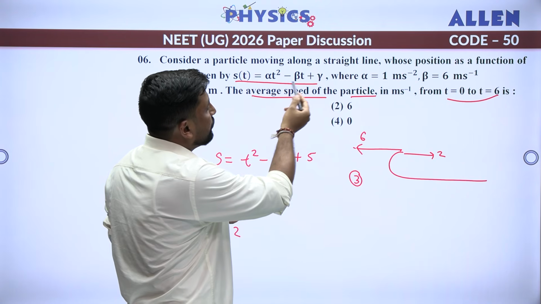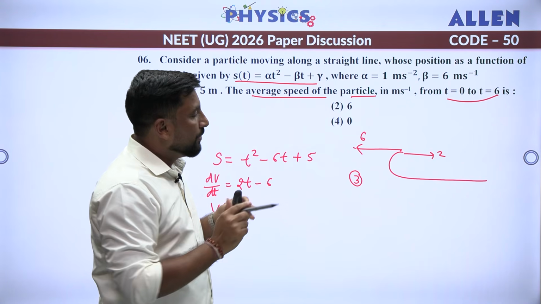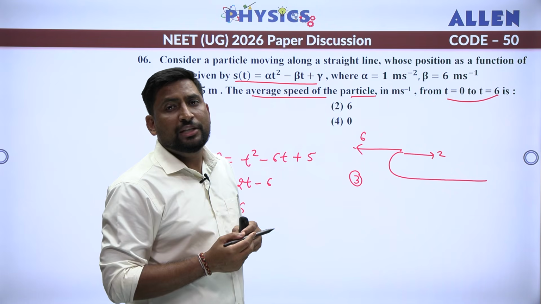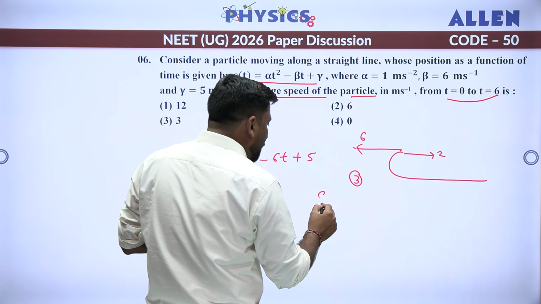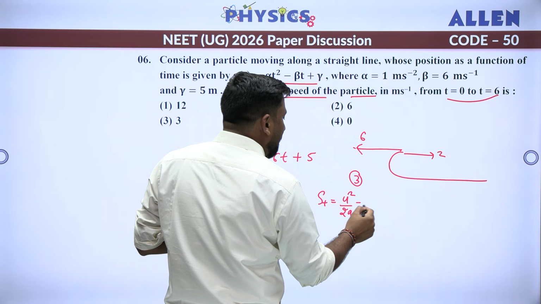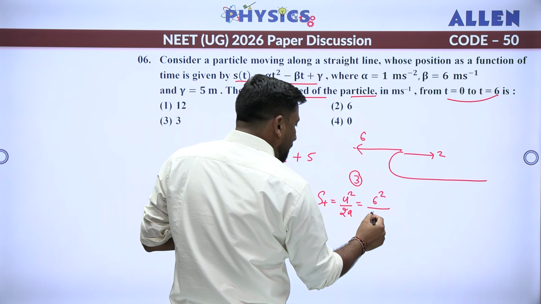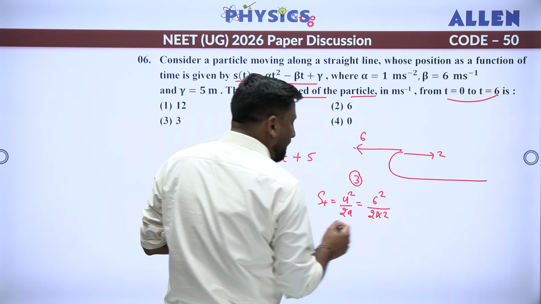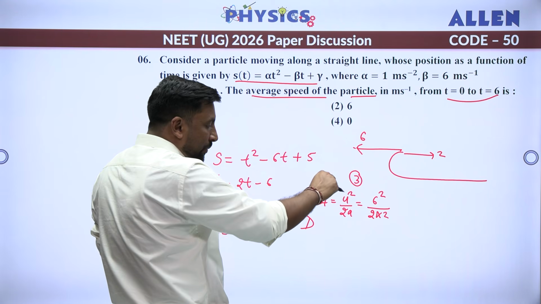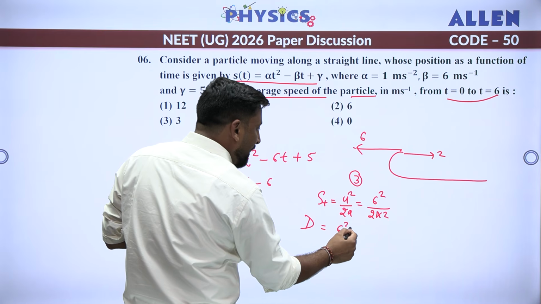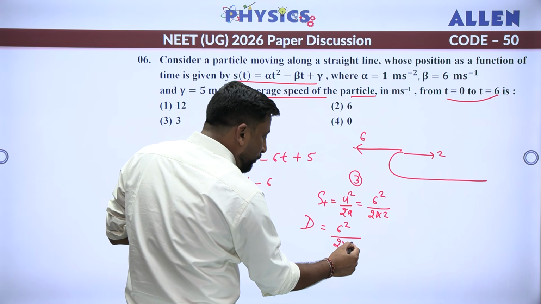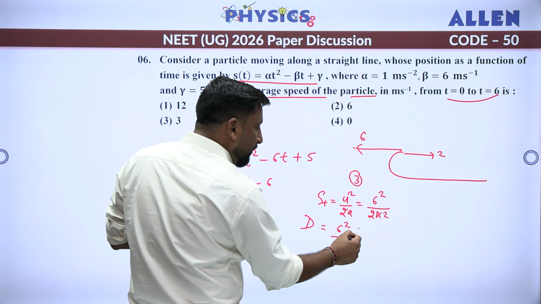So if you put t equal to 6, you will get the displacement as 0, meaning the particle is again at the same position. So what we can do here is find the stopping distance. The stopping distance will be u square by 2a. That will be 6 whole square divided by 2 into 2. That is the stopping distance. The distance traveled by the particle is double the stopping distance. So we can say 6 square divided by 2 into 2, and double of this.